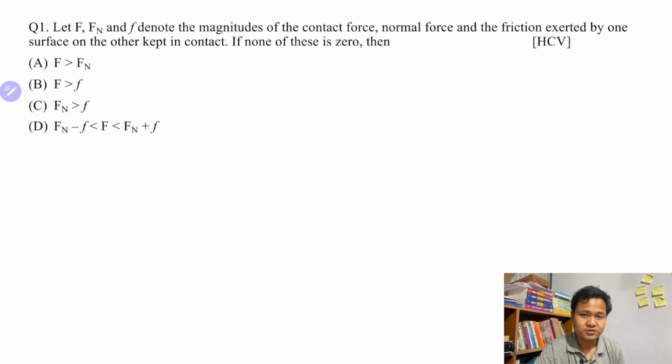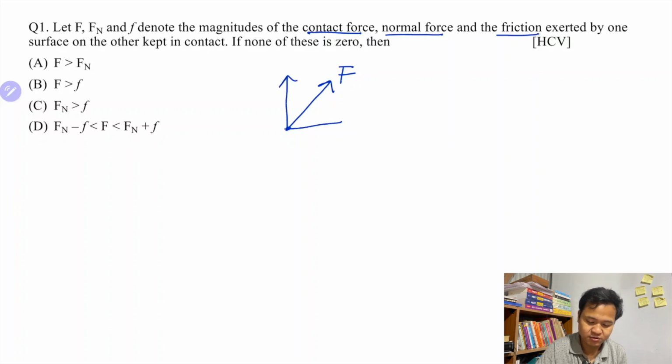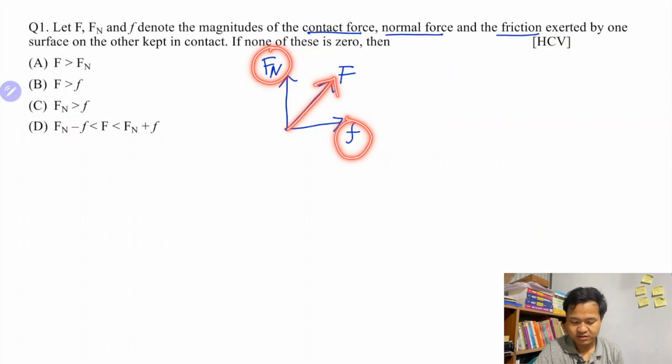Okay, so let's start solving questions. The first question, you're given the contact force, the normal force, and the friction force: F, Fn and then small f. We know that the contact force can be split into a perpendicular component and a parallel component, which are the friction force and the normal force.